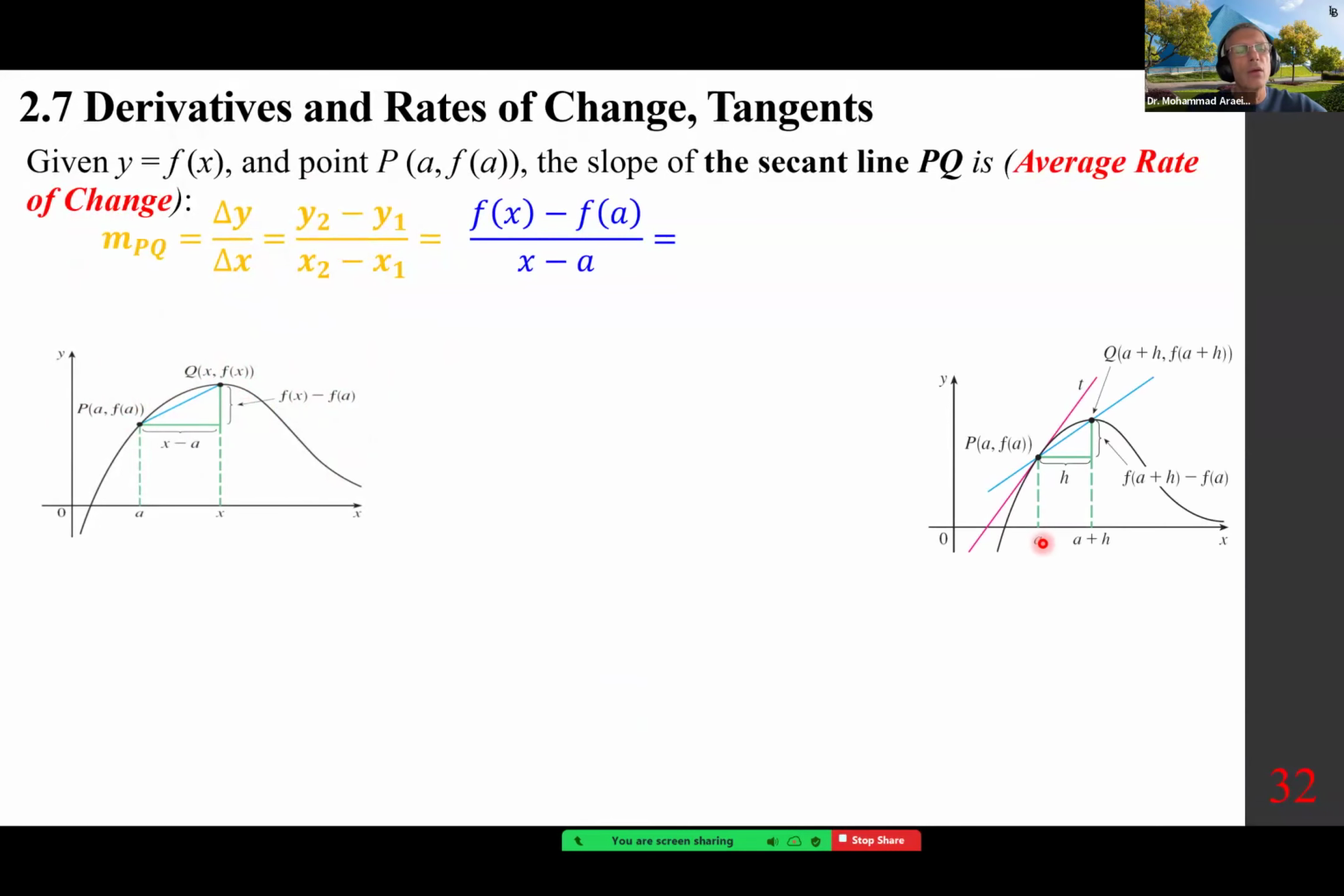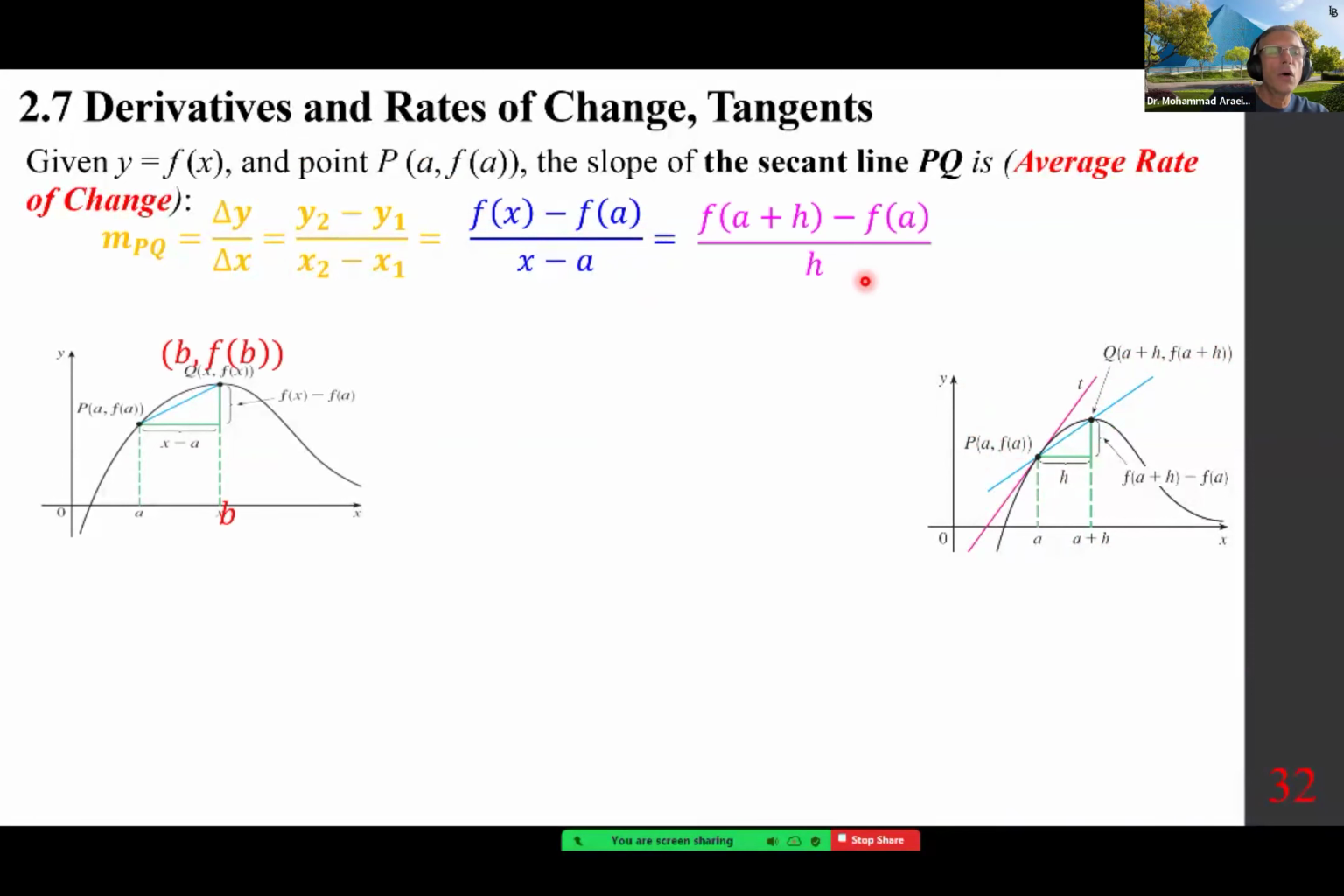If we keep this as a and we call this distance h, which is the run, and this distance, of course, is the rise, this becomes a plus h. A and f of a doesn't change, but this one is a plus h. This is f of a plus h. And according to this formula, f of a plus h minus f of a is the numerator, and then a plus h minus a, which makes it h, is the denominator.